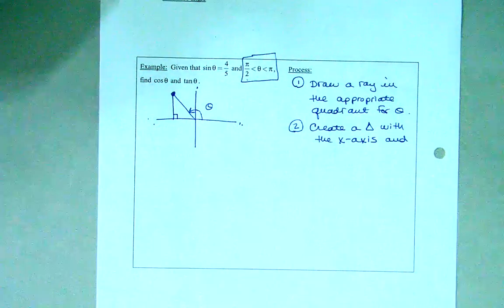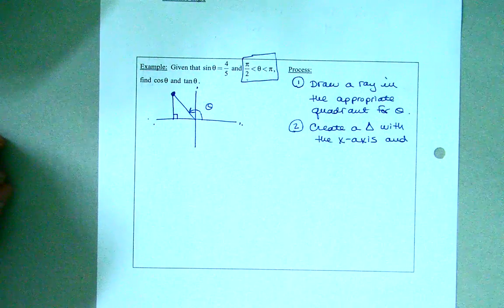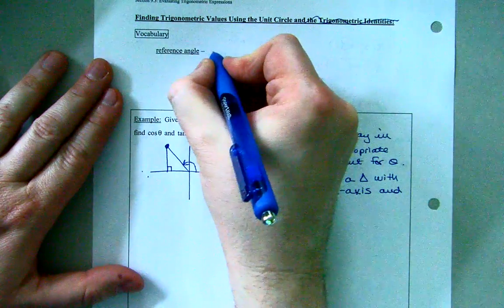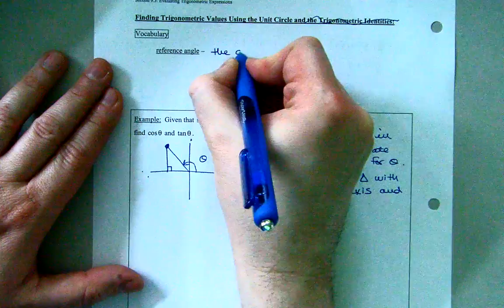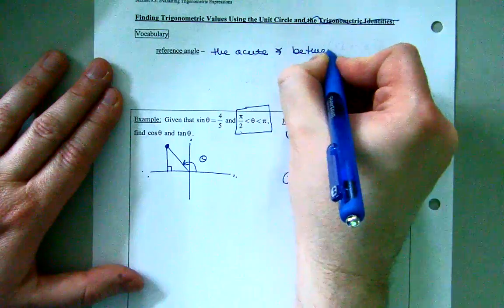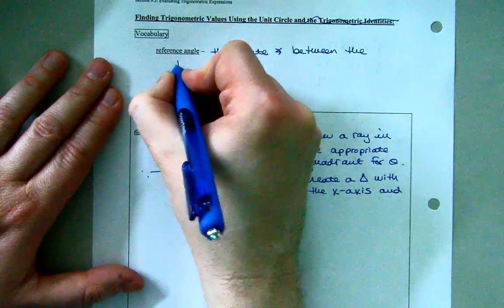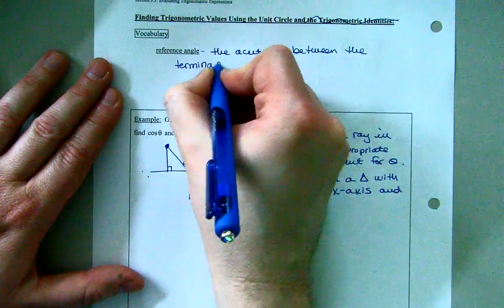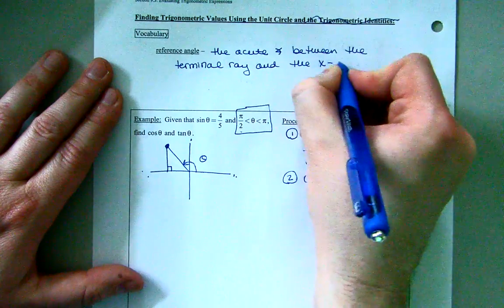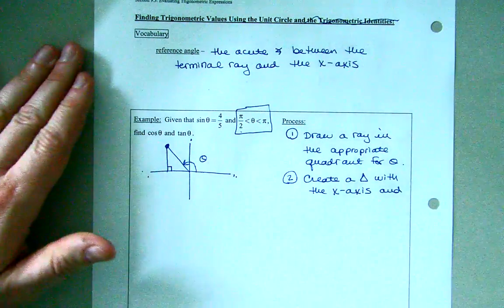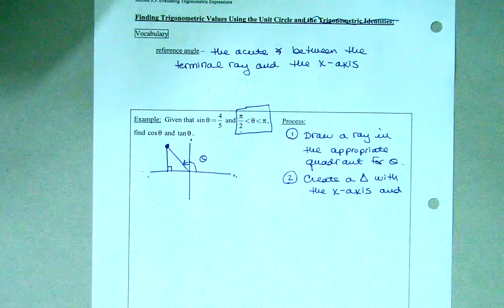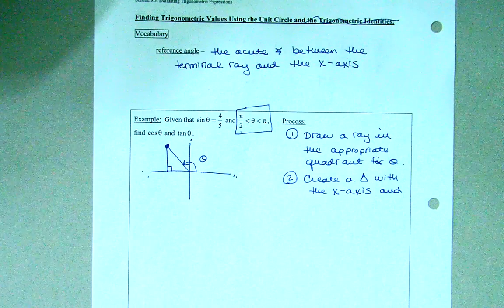So we're going to go to the top of the page. A reference angle is an acute angle between the terminal ray and the x-axis. A reference angle is the acute angle between the terminal ray and the x-axis.